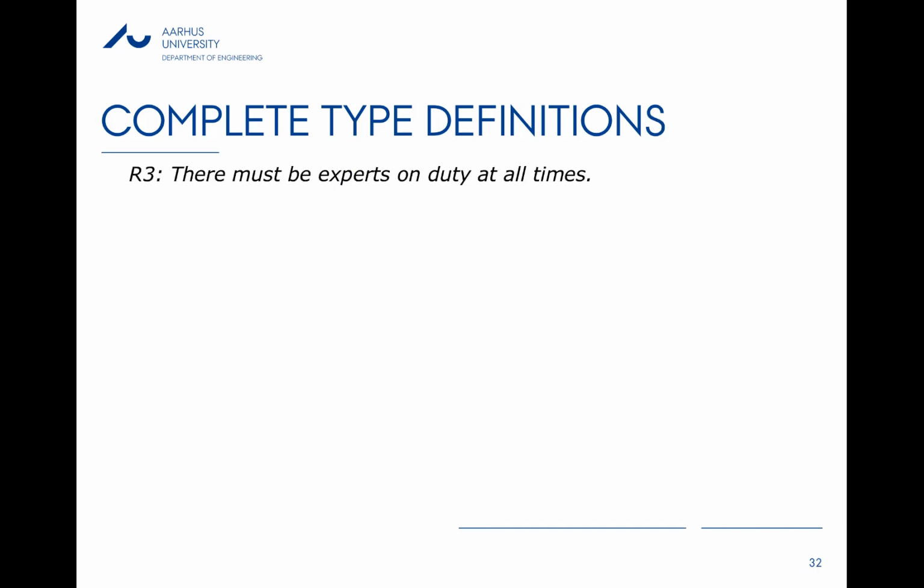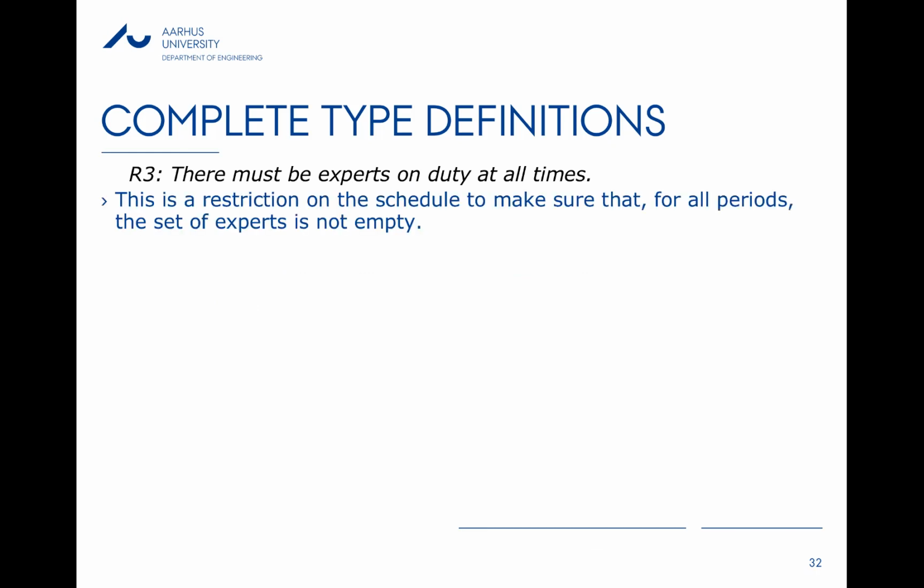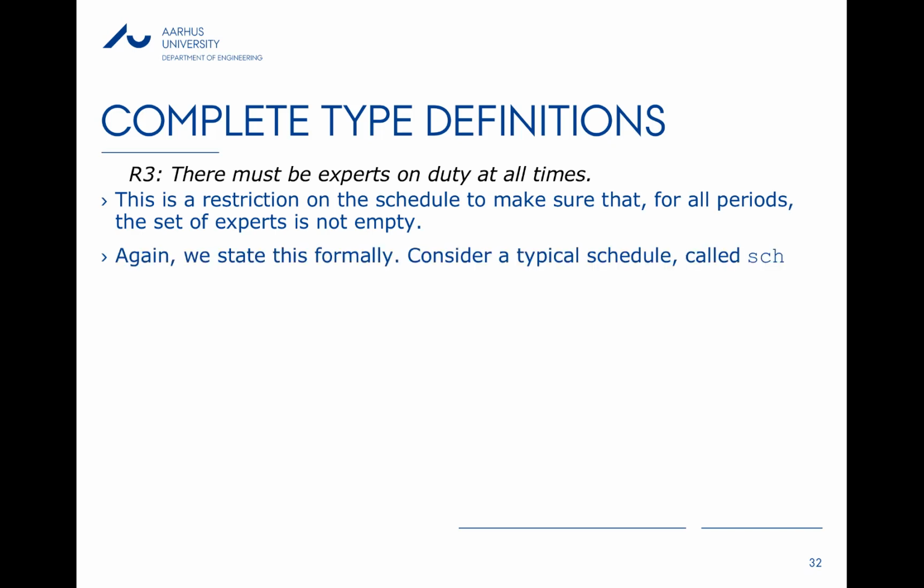Now, there also was a requirement that there must be experts on duty at all times. This is actually a restriction on the schedule to make sure that for all periods the experts are not empty. Again, we can state it formally and consider that we have a typical schedule, call it SCH. We would need to do something like this. We would say for all sets of experts, call them EXS, in the range of the schedule, it must be such that EXS is different from an empty set. At least one expert must be on duty.